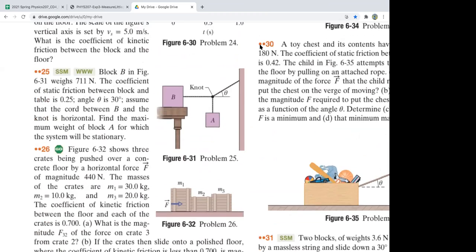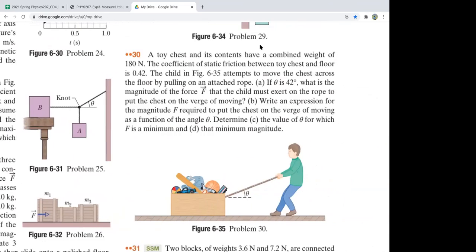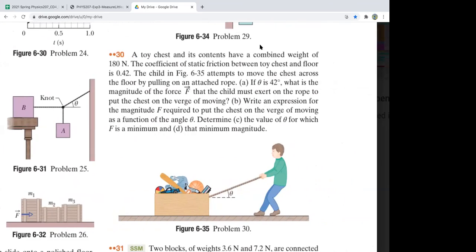30? Why not? Okay. A toy chest and its contents have a combined weight of 180. The coefficient of static friction between the toy chest and the floor is 0.4. When I read the question, I normally put all the information on the image, but I cannot draw here. I have my pen and pencil and my paper here, so I just draw and put all the information on the image.